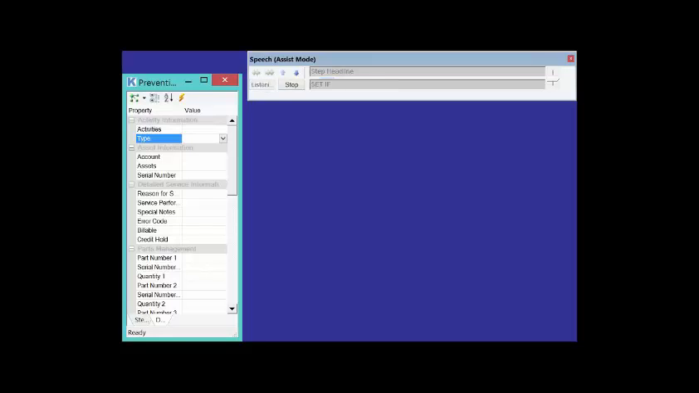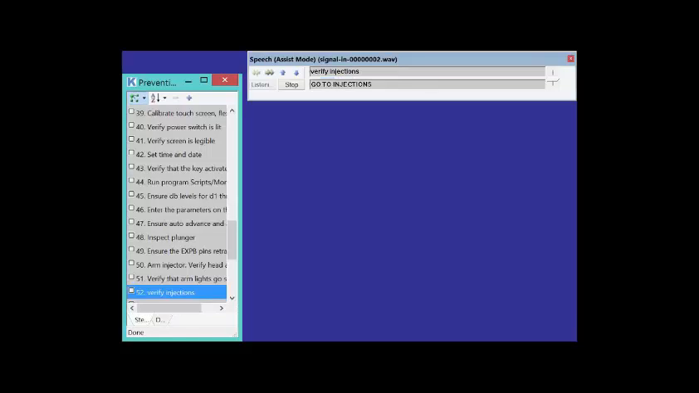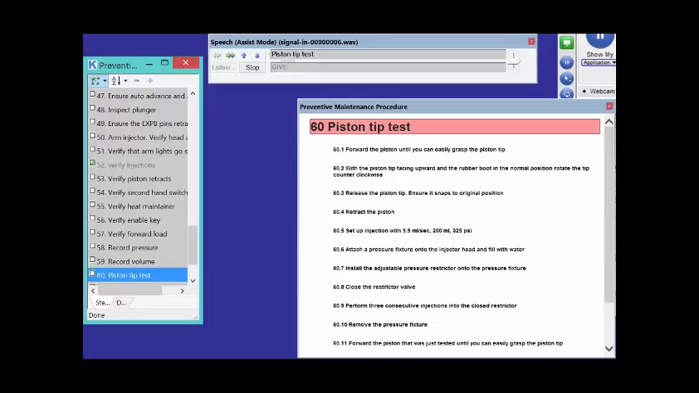Set activities to FSR. Set type to billable PM and call. Go to injections. Verify injections. Tell me phase 1. Phase 1 is syringe A, flow rate 10, volume 70. Injections good. Check. Go to piston tips. Piston tip test. Show more detail. Continue. Forward the piston until you can easily grasp the piston tip.